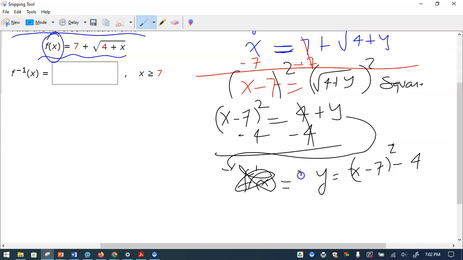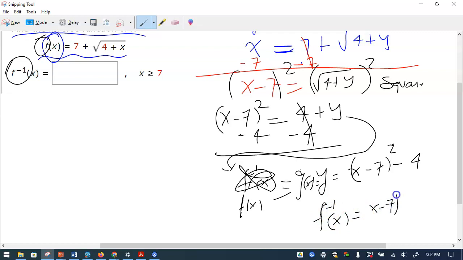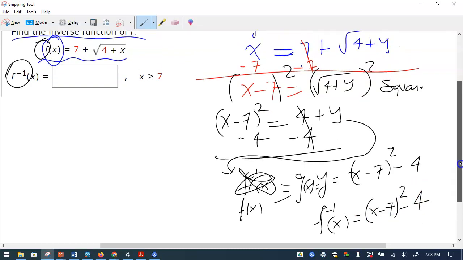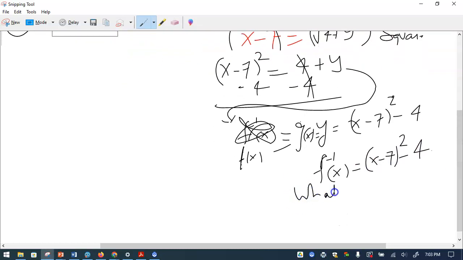You can call it g of x also, or you can call it t of x also. But because the original function was f, we use f raised to minus 1. That's all it is. So f inverse of x is (x minus 7) the whole square minus 4. And you also need to see what the domain and the range are. So what's the domain of this, and what is the range for this?